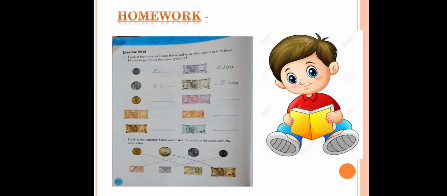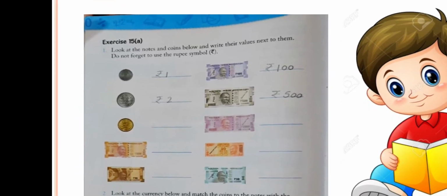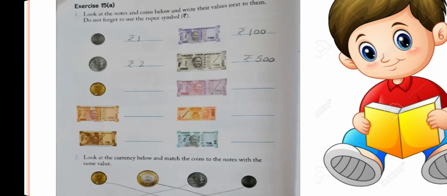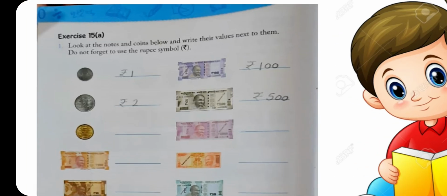Now what you need to do, your homework is, you need to do exercise 15A on page number 150 of your hands-on maths book. Now what you need to do is, first question is, you need to look at the notes and coins below and write their values next to them. And do not forget to use the rupee symbol. You can see the rupee symbol.